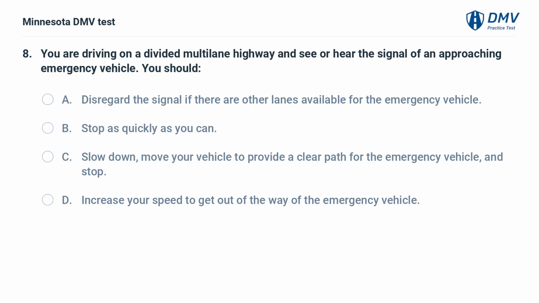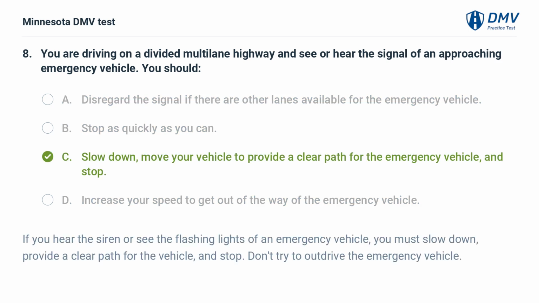You are driving on a divided multi-lane highway and see or hear the signal of an approaching emergency vehicle. You should A. Disregard the signal if there are other lanes available for the emergency vehicle. B. Stop as quickly as you can. C. Slow down, move your vehicle to provide a clear path for the emergency vehicle, and stop. D. Increase your speed to get out of the way of the emergency vehicle. C. Slow down, move your vehicle to provide a clear path for the emergency vehicle, and stop.